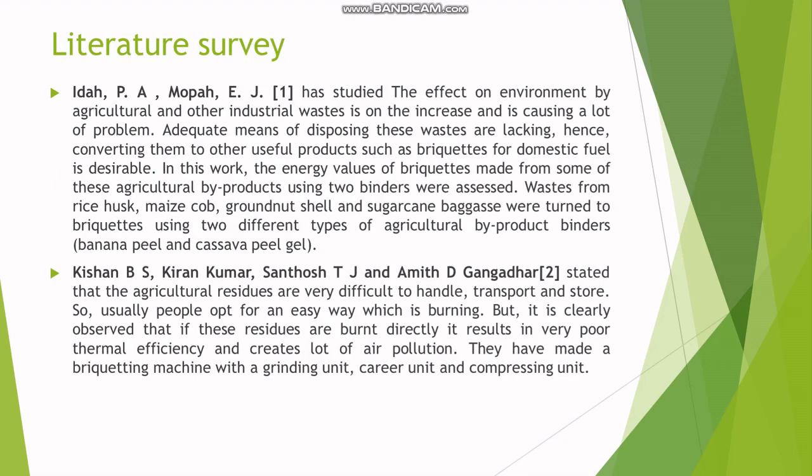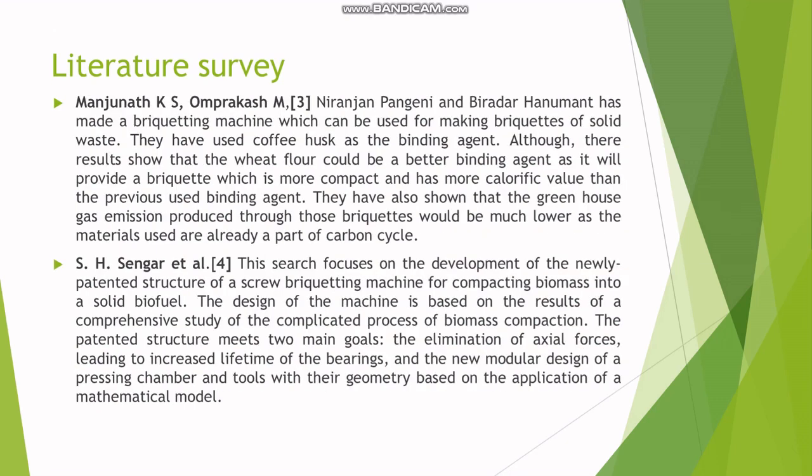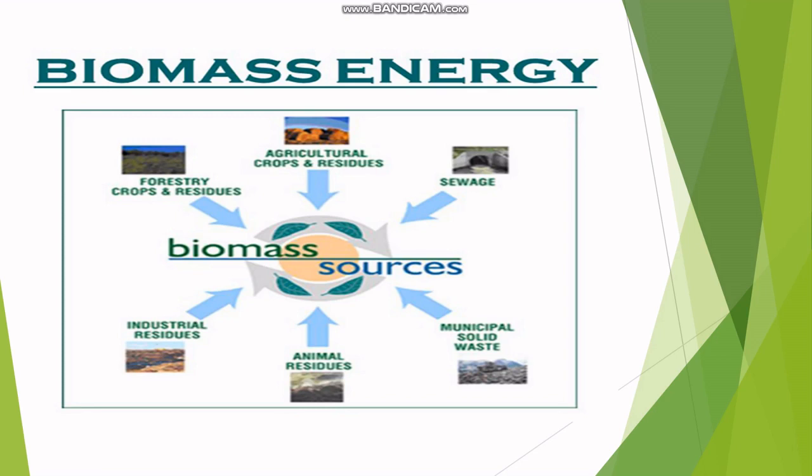Literature survey. According to the literature survey, briquettes emit less CO2 and have lesser ash content as compared to coal. These briquettes have a higher calorific value as compared to fossil fuel and emit a lesser amount of greenhouse gases. Biomass energy: we have a large amount of biomass sources from which we can get biomass energy, such as forest crop residue, agricultural crop residue, animal residue, industrial residue, etc.